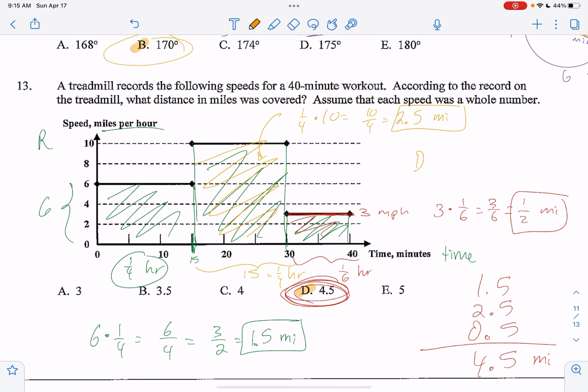So the formula here is distance equals rate times time, and you can just use the area of the rectangles to help you. One thing to keep in mind, you got to convert the minutes into hours. 1 hour, of course, is 60 minutes.